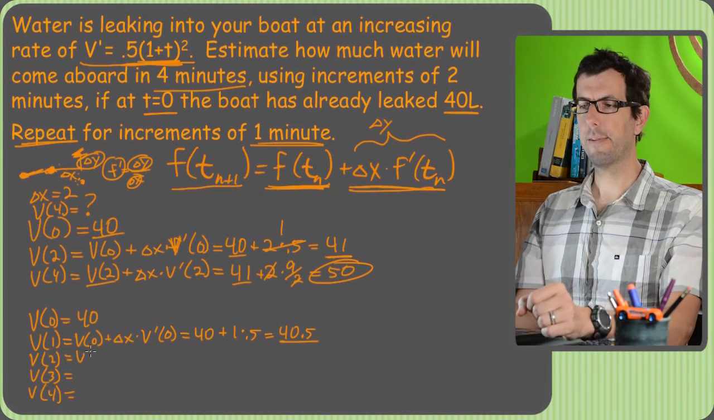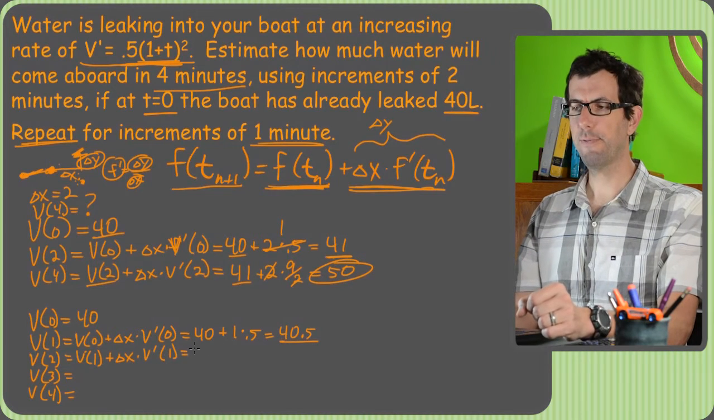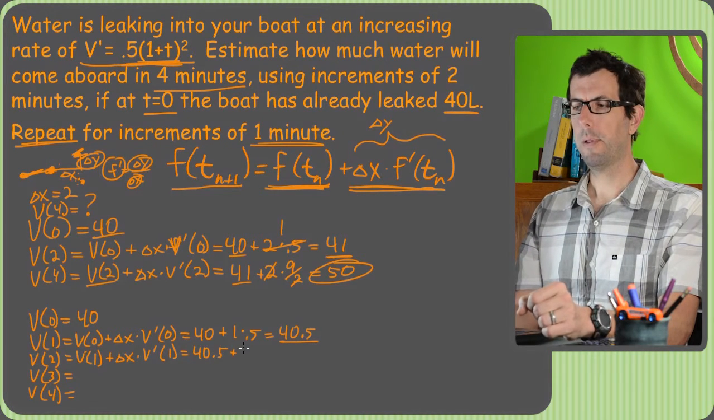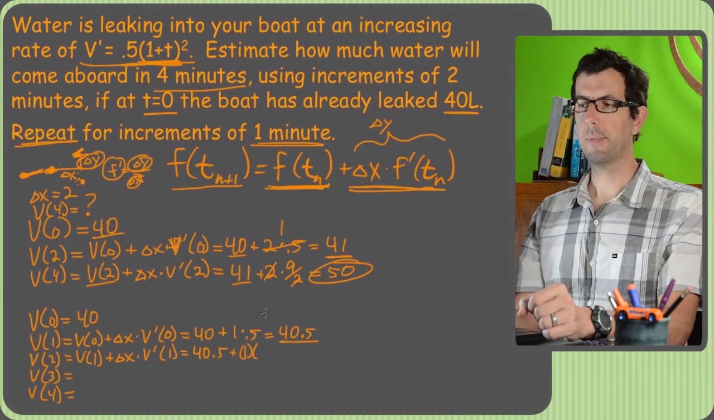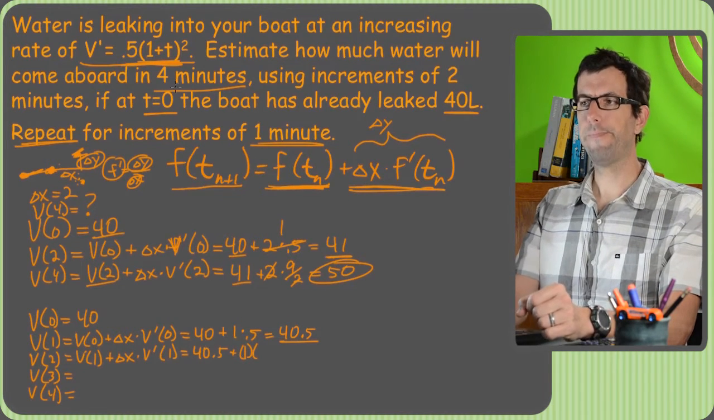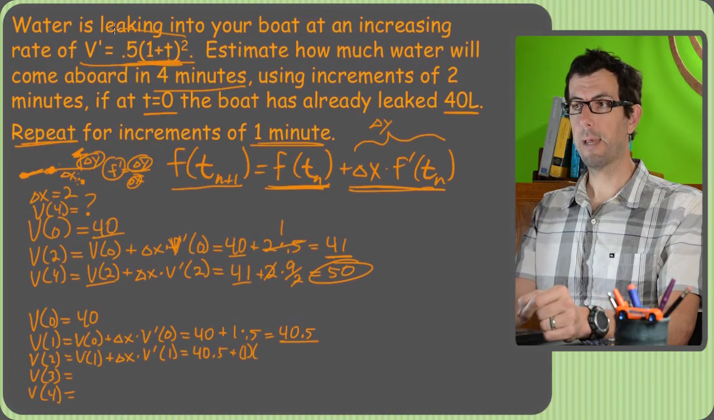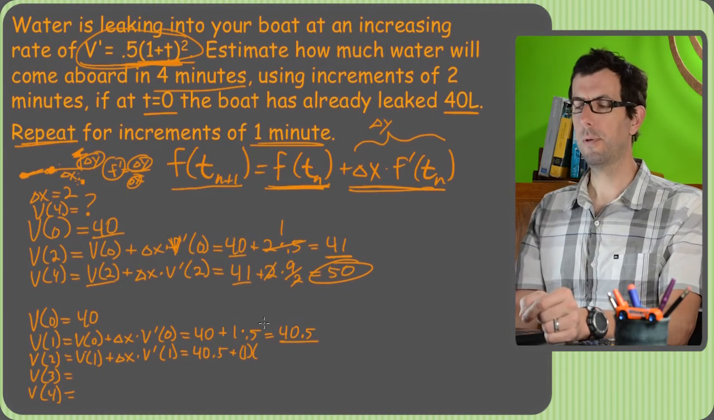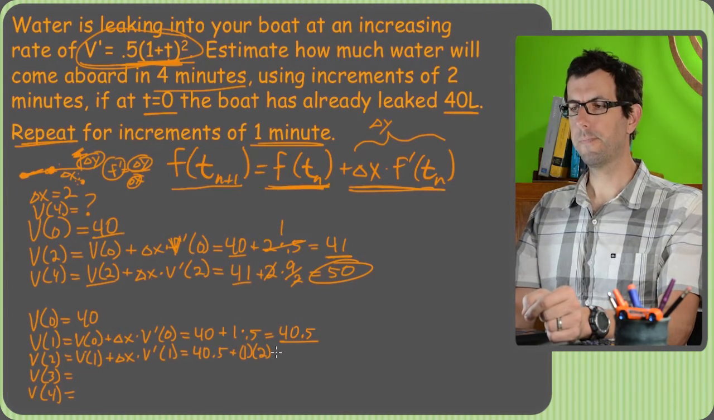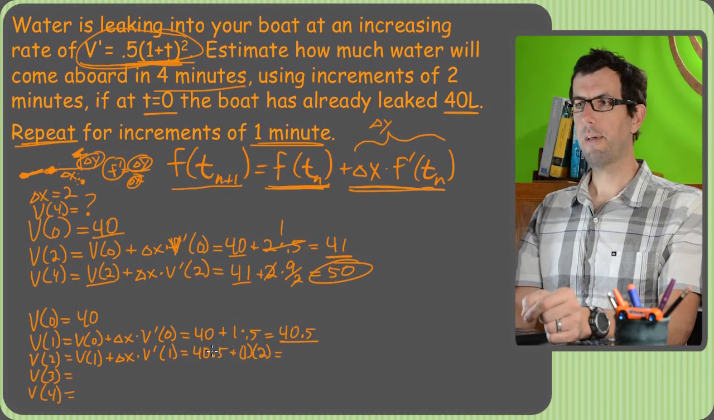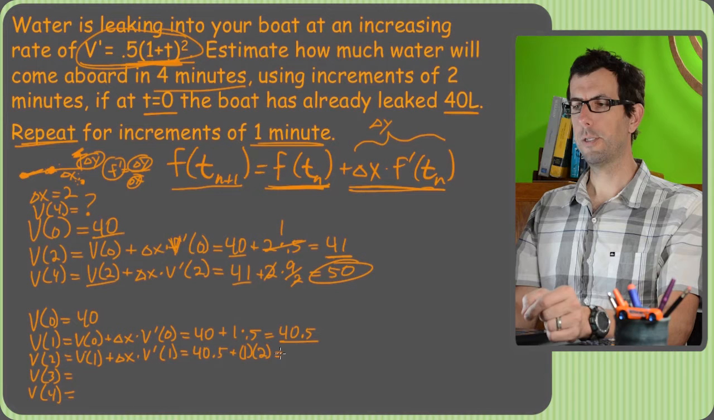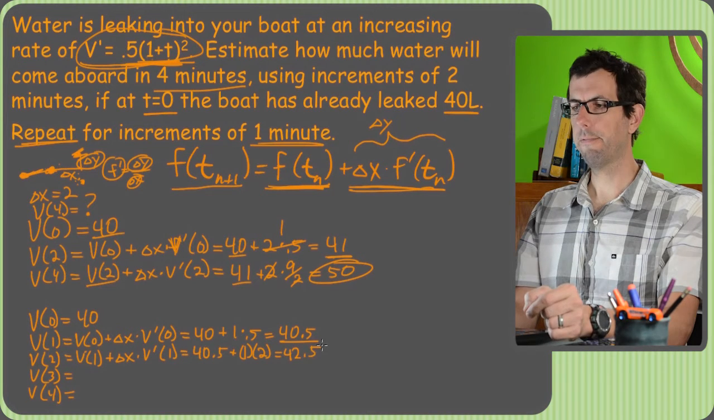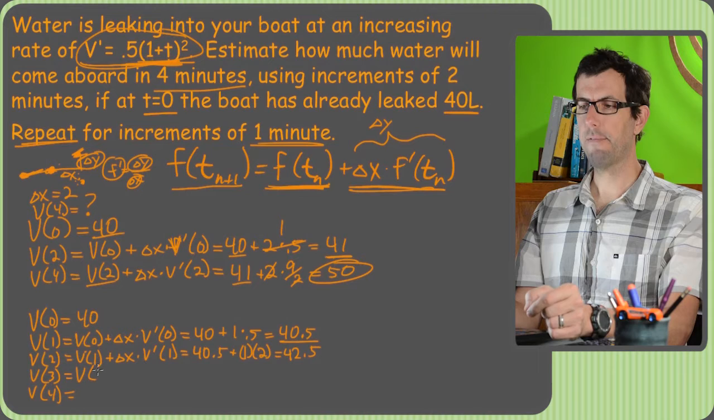After I write down the symbol version, which is v of 1 plus delta x times v prime of 1, now we copy it down, so 40.5 plus 1 times, what is v prime of 1? 1 plus 1 is 2, so I'm looking back up here at the v prime equation. 1 plus 1 is 2, 2 squared is 4, times 0.5 is 2, so 2. So 40.5 plus 2 is 42.5.